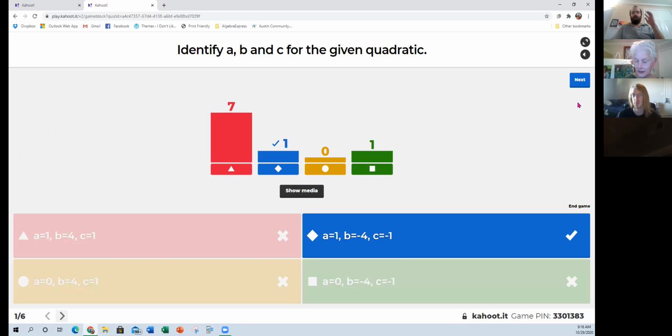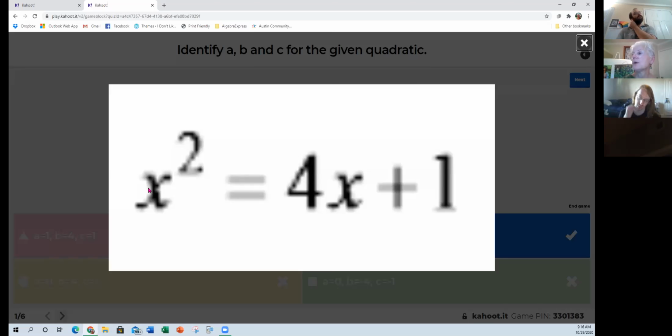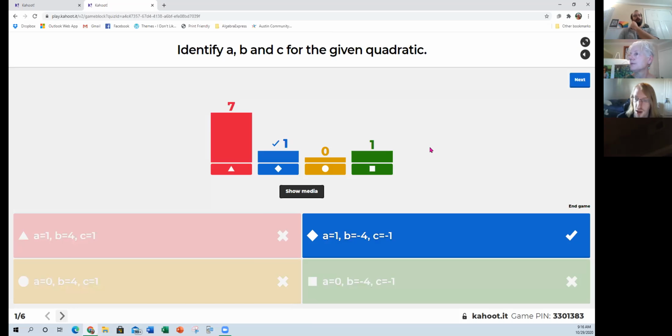Okay, so this one, most of y'all got good. And if you didn't, you've made a very common mistake. If you set this equation equal to 0, this becomes x squared minus 4x minus 1. You have to do that first before you can identify.